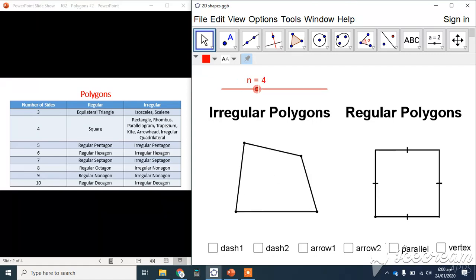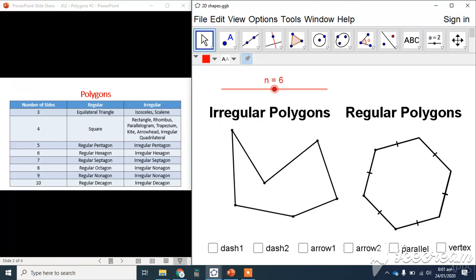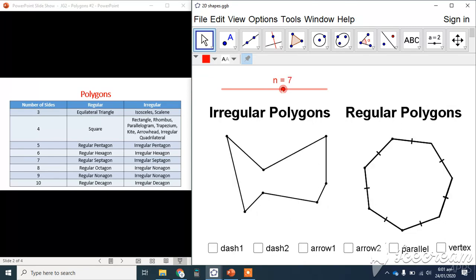If I go to four sides, we could have an irregular quadrilateral, and there's a whole list of names here we're going to chat about soon in the next video. And we can have a regular quadrilateral, which is called a square. If I go to five sides, we could have an irregular pentagon and a regular pentagon. We can have an irregular hexagon or a regular hexagon, an irregular septagon or a regular septagon, and so on as we go up with the names for a polygon.